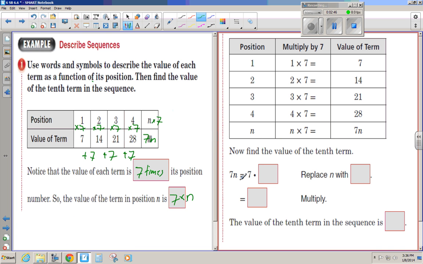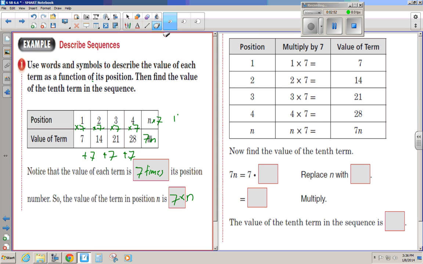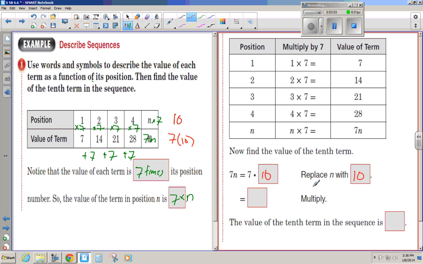So once you know that, now you can find the value of the 10th term. So if we're looking for the 10th term, that's 7 times 10. We replace n with 10 and get 70. So the value of the 10th term is 70.